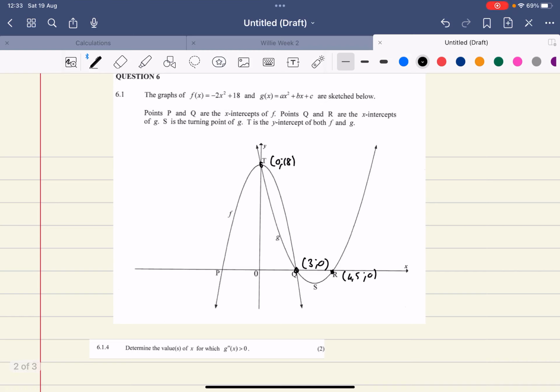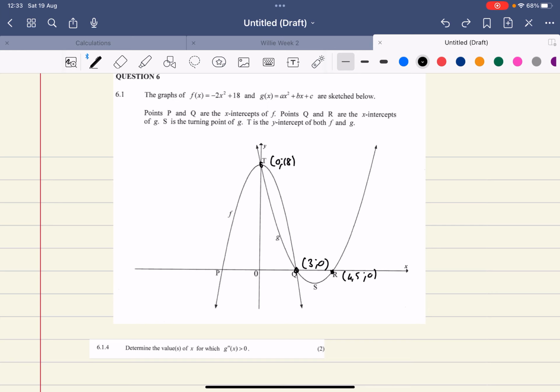Okay, in question 6, we were given these two functions, and in questions 6.1.1 to 6.1.3, we were asked to find these three respective coordinates. Question 6.1.4 is more of a visual question, would you say? It asks us to determine the values of x for which g double prime of x is greater than 0. So this is g of x, and we need to find the values for which g double prime of x, its second derivative, will be greater than 0.